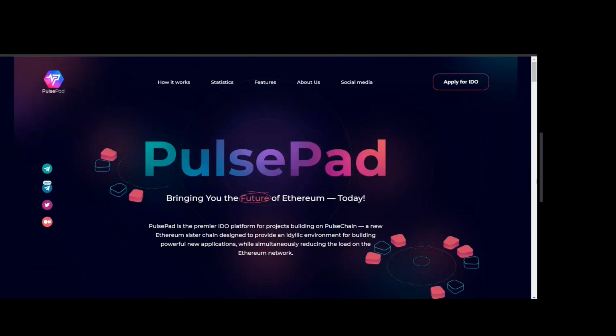Like Tronpad went more than 200x. KZCpad went more than 200x. All these projects of Bluezilla, almost all of them went a minimum of 100 to 200x. AdaPad did very well. The highest ROI was 350x. So even if you invested like $20, it would be worth like $7,000 nowadays. So that is a lot.